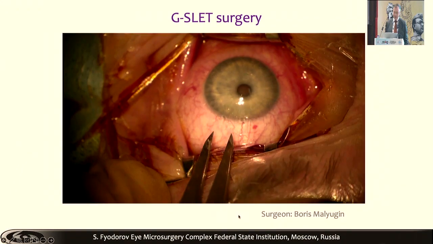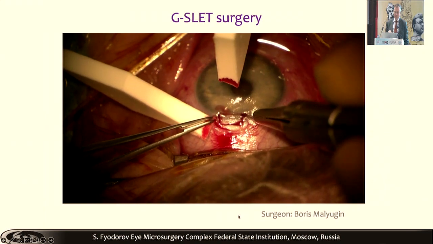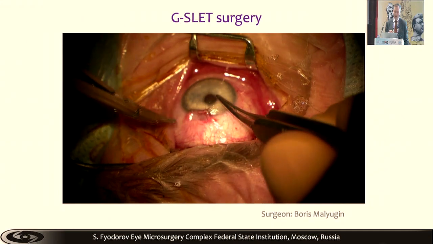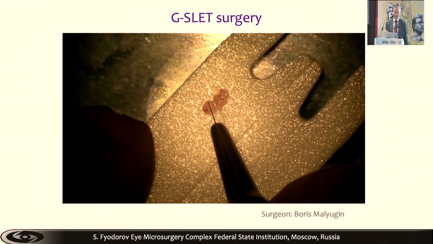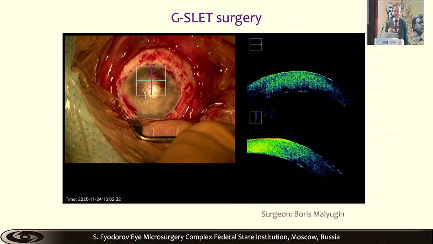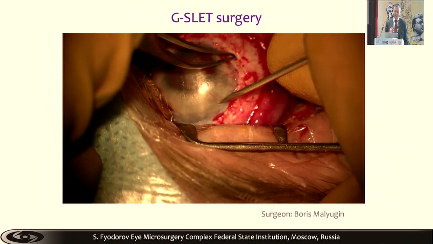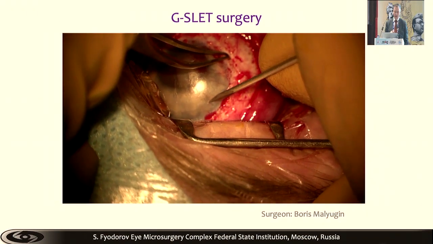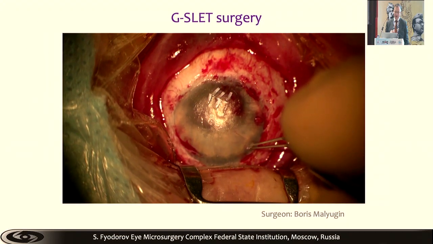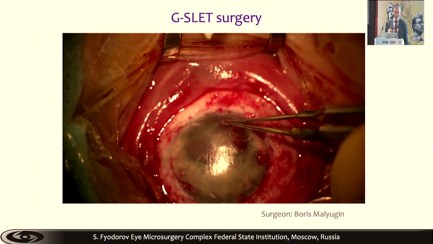So following that, we take a limbal fragment from the 12 o'clock position of the healthy eye, and we divide this piece into 8 pieces. Following that, the partial thickness tunnels are created, and these limbal fragments are introduced into these tunnels one by one.